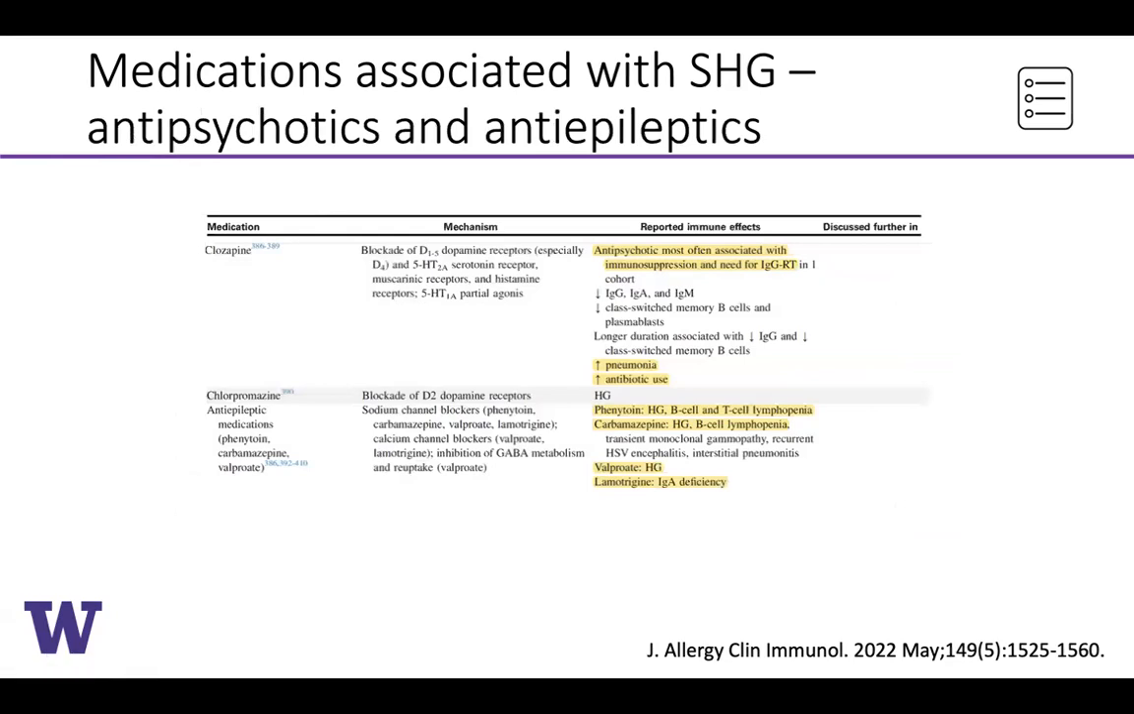Okay. In terms of this, I just brought up, not something I see often, but there is a well-defined association of antipsychotics and anti-epileptics with potentially causing hypogammaglobulinemia and other types of immune derangements like decreased class switching. Clozapine has been associated with an increase in pneumonia and antibiotic use. Another thing of note, lamotrigine can be associated with IgA deficiency. Again, these don't seem to be very common, but something to be aware of.